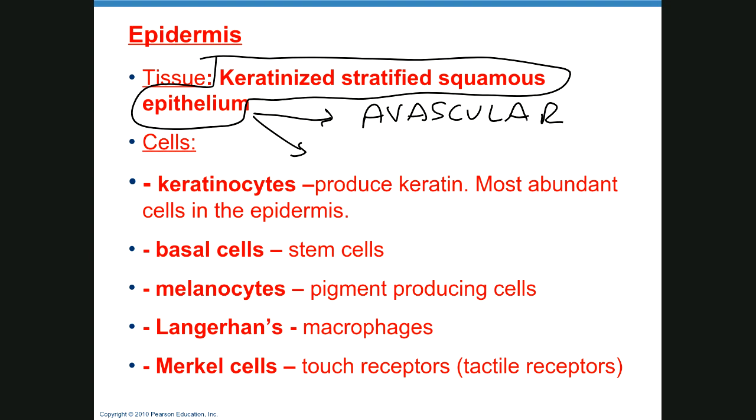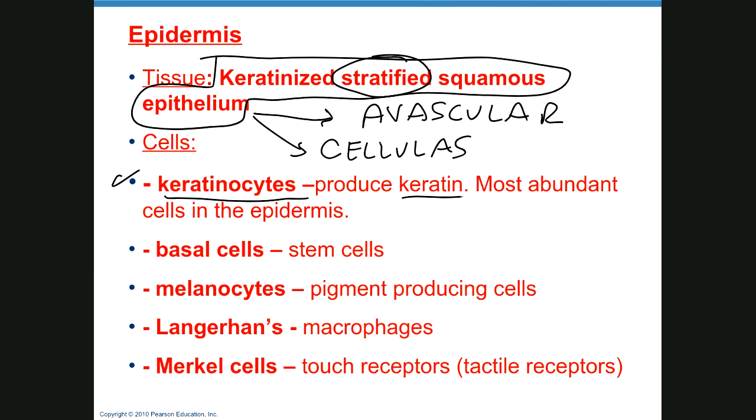Another characteristic of epithelial tissue is that it is cellular tissue, meaning that it's made of cells, layers and layers of cells, and this is stratified tissue. The types of cells that we find in the epidermis are keratinocytes. Keratinocytes are the most abundant types of cells found in the epidermis. The name comes from keratin, which is a protein that these cells produce.